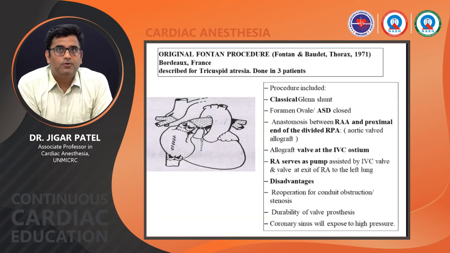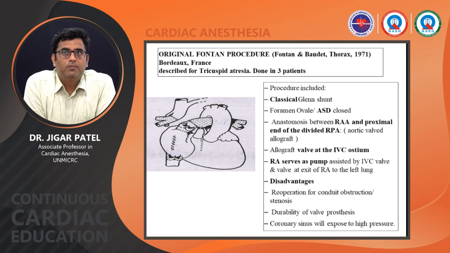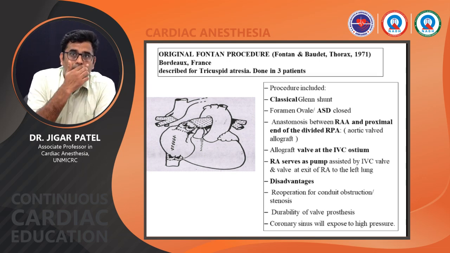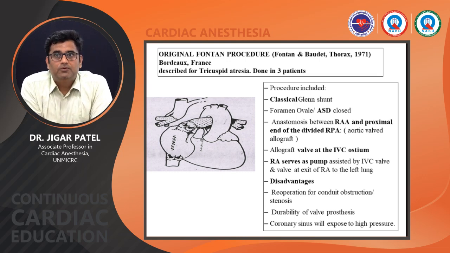Now this is the original Fontan procedure which was done by Fontan in 1971, and it was done for tricuspid atresia. In this procedure they did a classic Glenn shunt and then closed the foramen, and an anastomosis was done between the right atrial appendage and the proximal end of the divided RPA. They put two allografts, first at the junction of RPA and right atrial appendage, and second at the IVC ostium. So here the RA is used as a pump assisted by the IVC valve and a valve at the axis of the RA to the left lung.